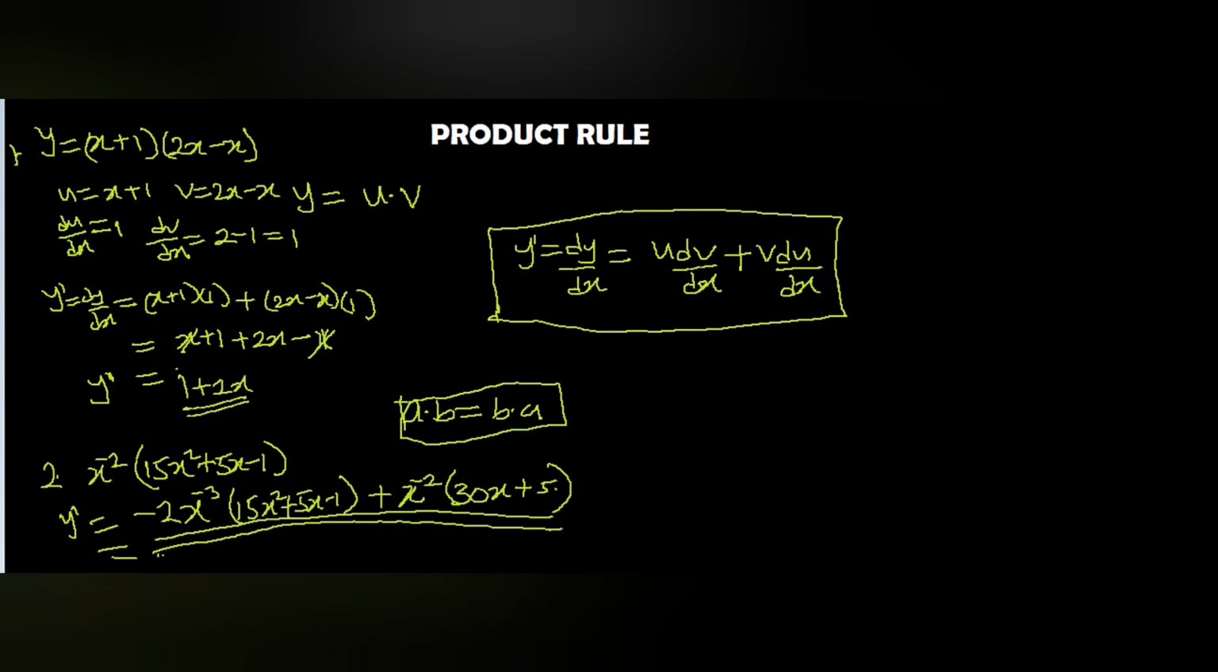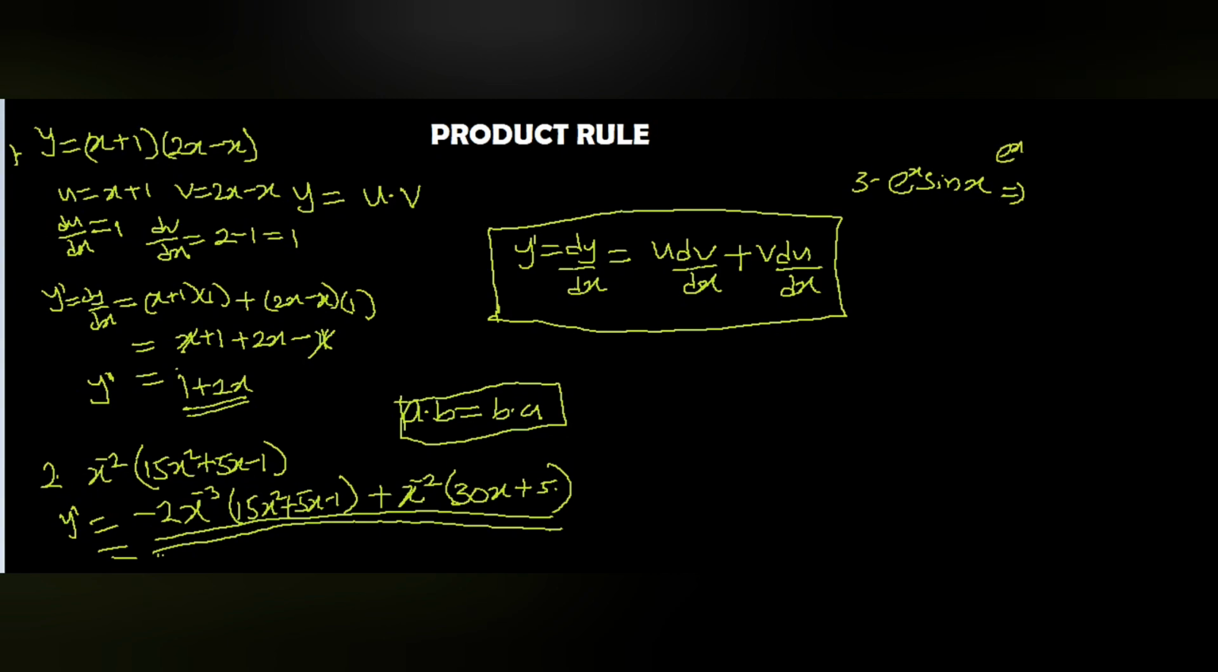So let's look at another example. Let's look at example 3, where you have to differentiate exponential x sine x. Now this leads us to differentiation of exponential. If y is equal to exponential x, y prime is also equal to exponential x. This is what we have. If y is equal to x, y prime is also x. If y is equal to exponential x, y prime is also exponential x.